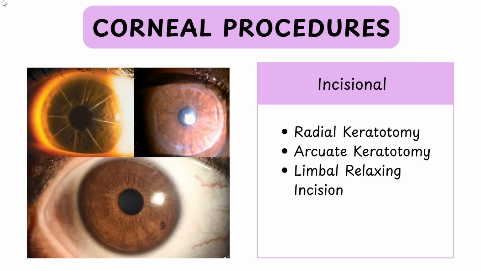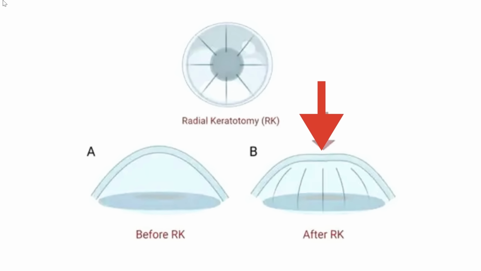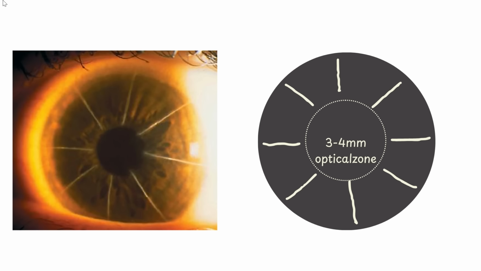So let's get started. Radial keratotomy was one of the earliest refractive procedures, widely used before LASIK became popular. It corrected myopia by creating radial incisions in the cornea, and these deep spoke-like cuts, about 90 to 95% of the depth of the cornea, weakened the peripheral cornea and allowed the central cornea to flatten, reducing the myopic power. These incisions were made outside the central area, which is usually a 3 mm optical zone, leaving the visual center untouched. Surgeons could adjust the number and length of these cuts depending on the amount of myopia.